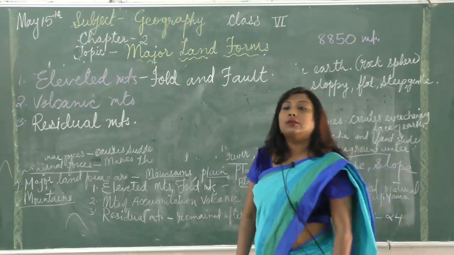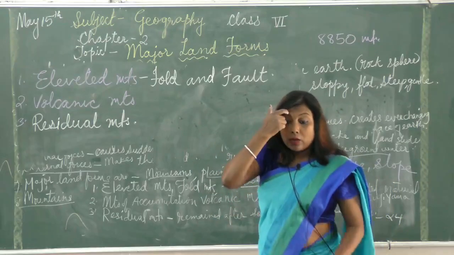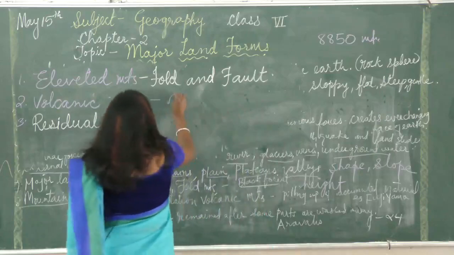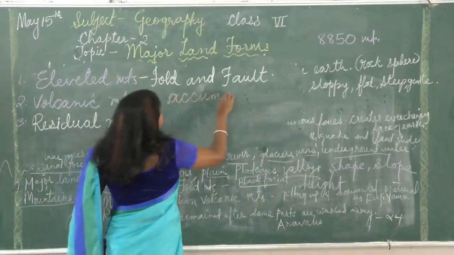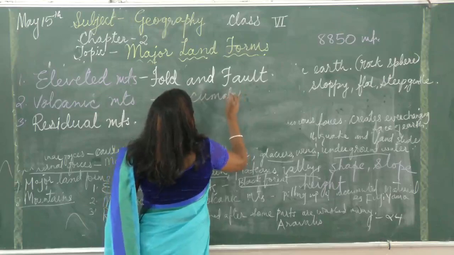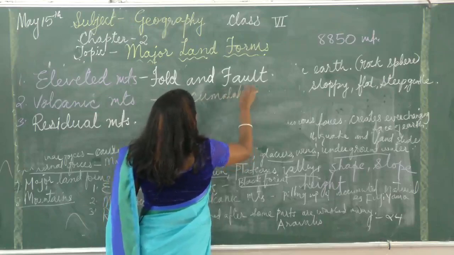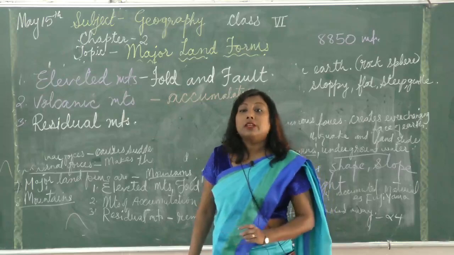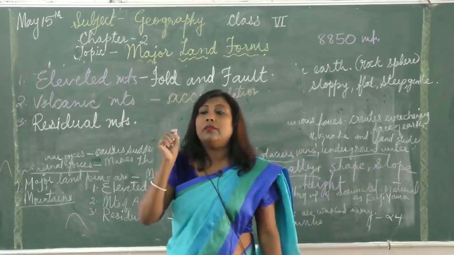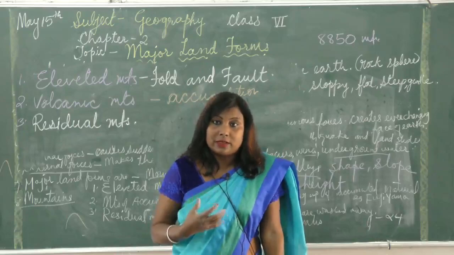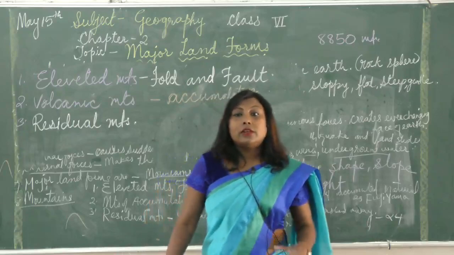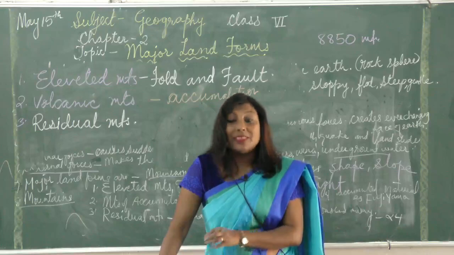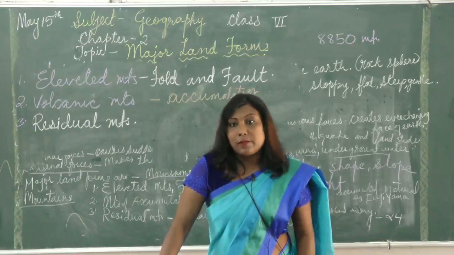Now let's go to the volcanic mountain. Volcanic mountain is mostly accumulation. Now, I am sure you have some knowledge about how a volcanic eruption takes place, right? So when the volcanic eruption takes place, the rocks which are inside the earth, what happens to them? They melt, and they form magma.